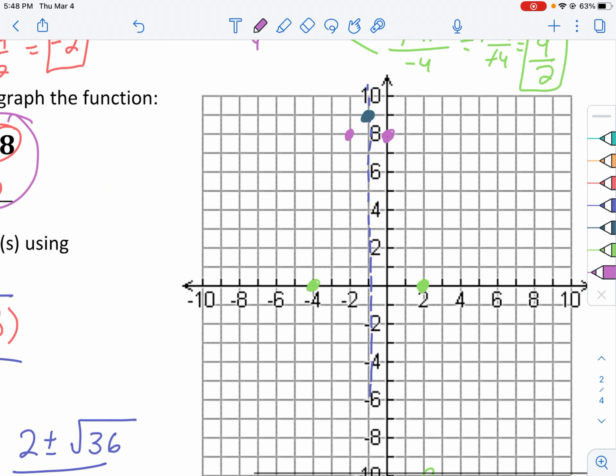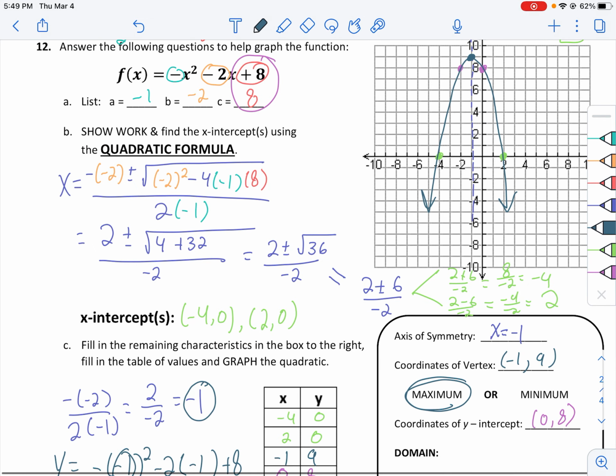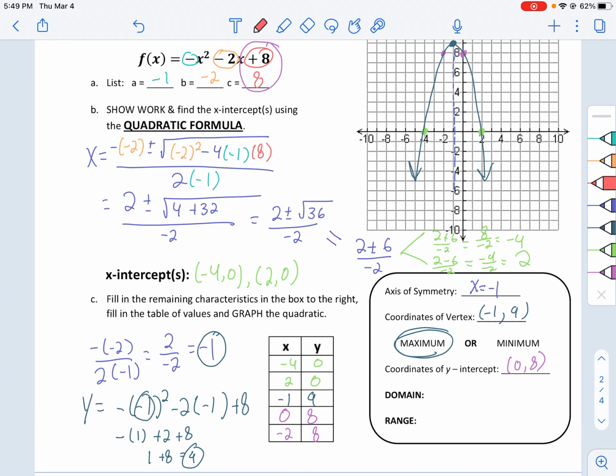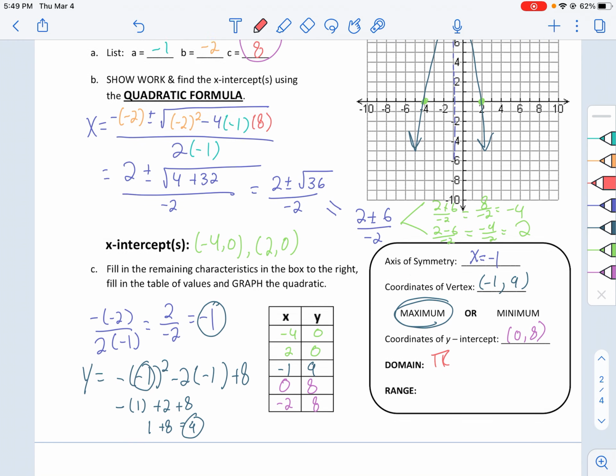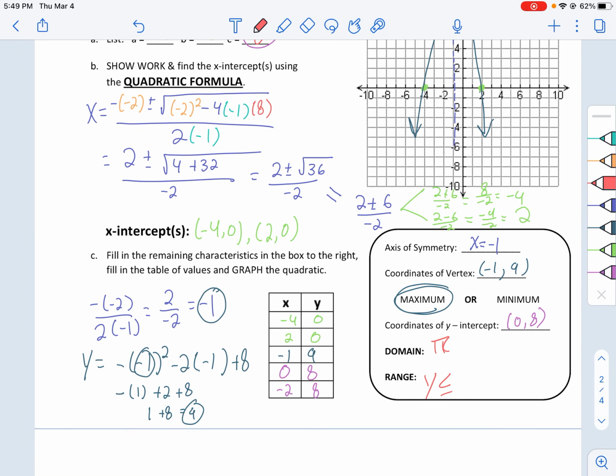And now we have enough to graph this, right? So we're going down like this, and then down like this on the other side. All right, there's our graph. Speaking of domain, right, domain is always all real numbers. The range in this case, y is going to be smaller than that 9 value right there. So y is less than or equal to 9.